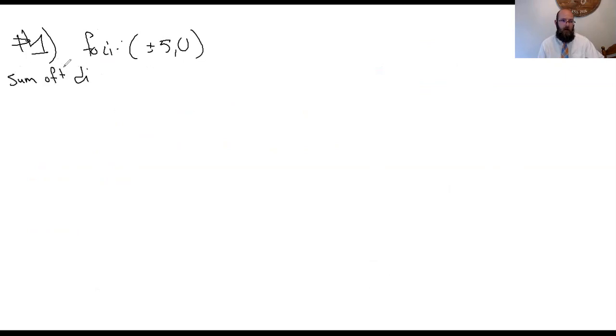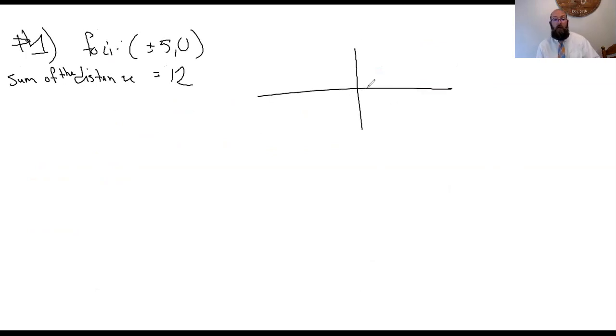The next example I'm going to do is I'm actually going to go backwards. I'm going to pick up number 1. Number 1 gives me 2 pieces of information. It says my foci are plus or minus 5, 0. And what did they write it as? They wrote sum of the distance is 12.